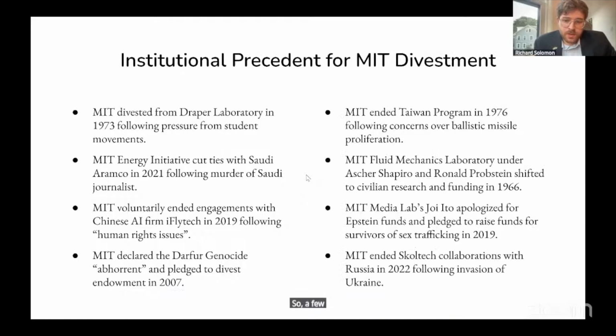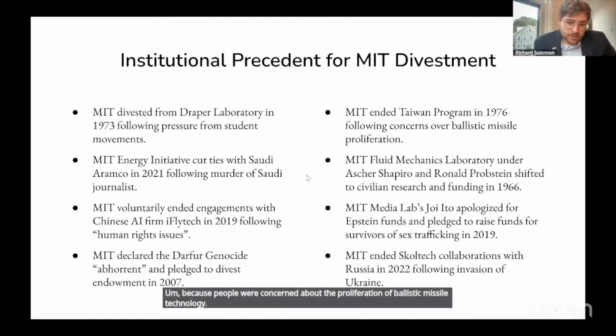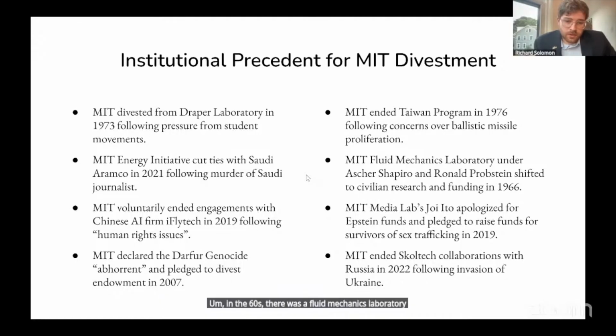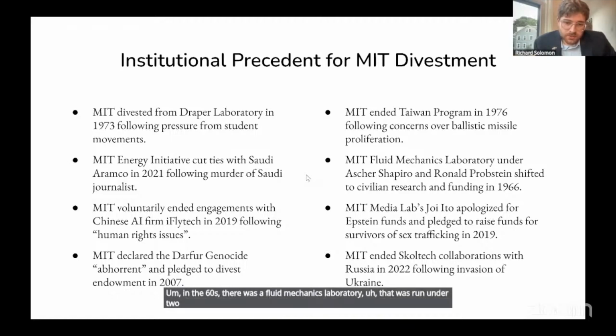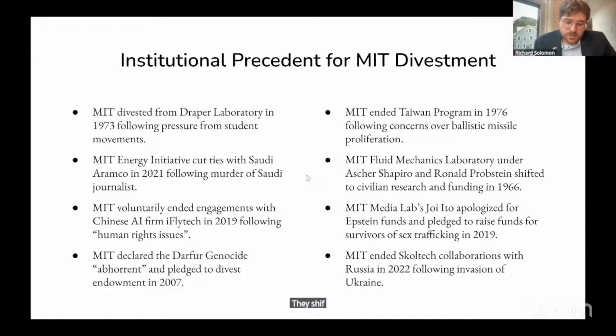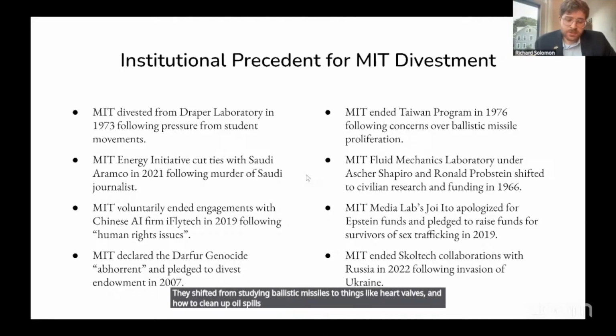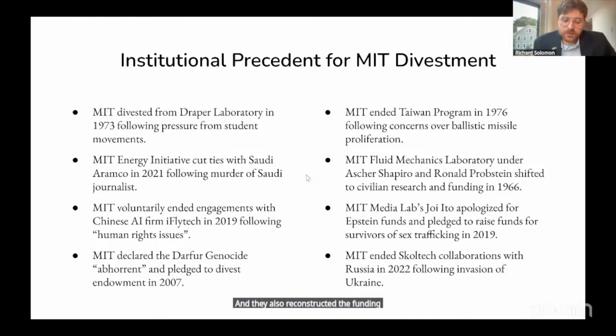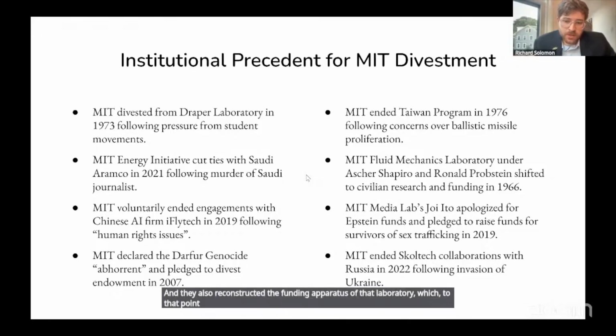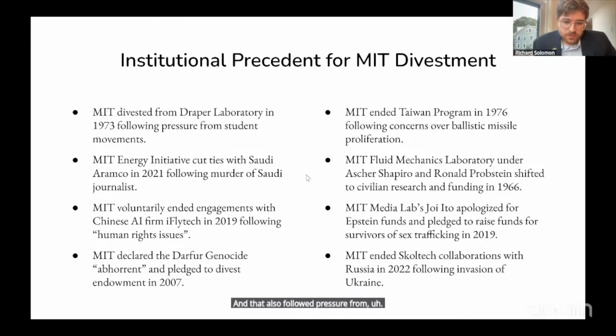So a few more. MIT ended a Taiwan program in 1976 because people were concerned about the proliferation of ballistic missile technology. In the 60s, there was a fluid mechanics laboratory that was run under 2 professors, Asher Shapiro, who's the head of the mechanical engineering department, and Ronald Probstein. They shifted from studying ballistic missiles to things like heart valves and how to clean up oil spills better and desalinize water more efficiently. And they also reconstructed the funding apparatus of that laboratory, which to that point had been dominated by the Pentagon, to civilian sources. And that also followed pressure from radical student movements.